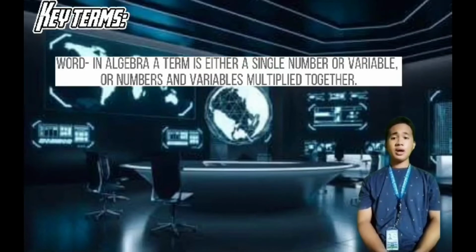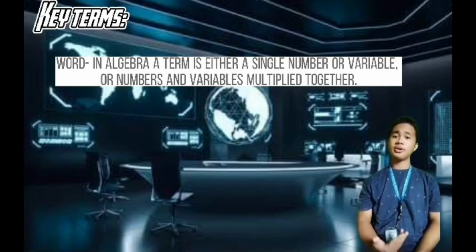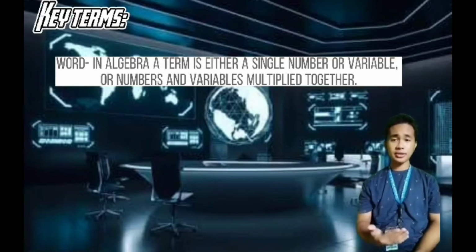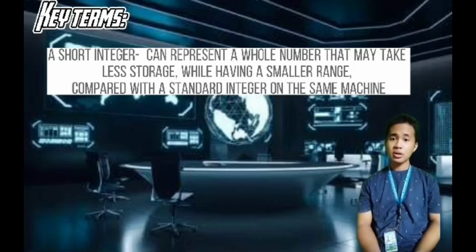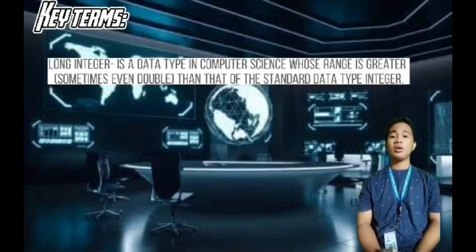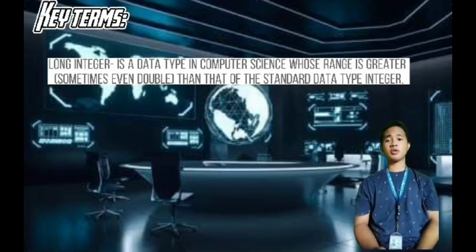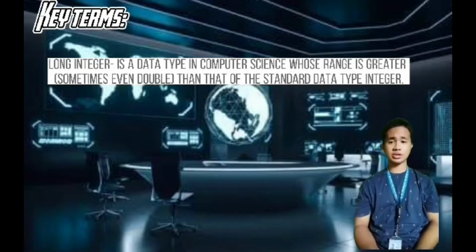Word. In algebra, a term is either a single number or variable, or numbers and variables multiplied together. A short integer can represent a whole number that may take less storage, while having a smaller range compared with a standard integer on the same machine. Long integer is a data type in computer science whose range is greater, sometimes even double that, of the standard data type integer.